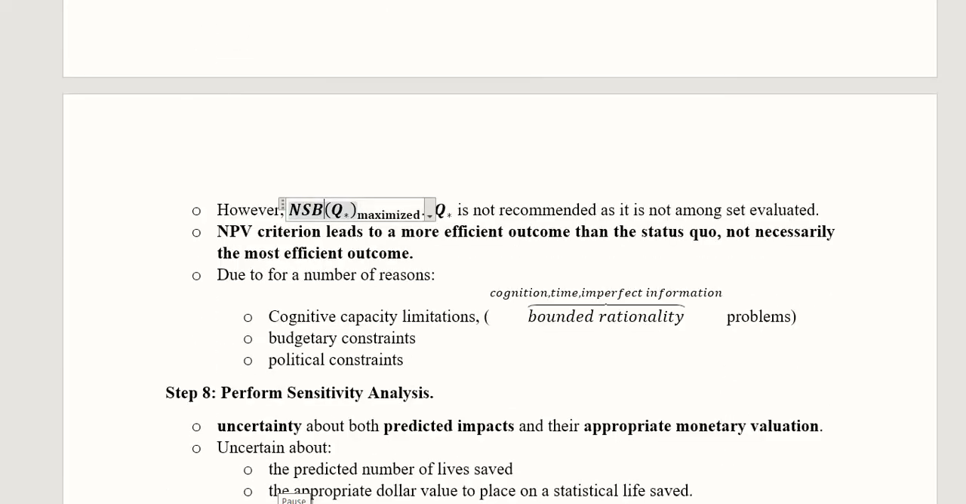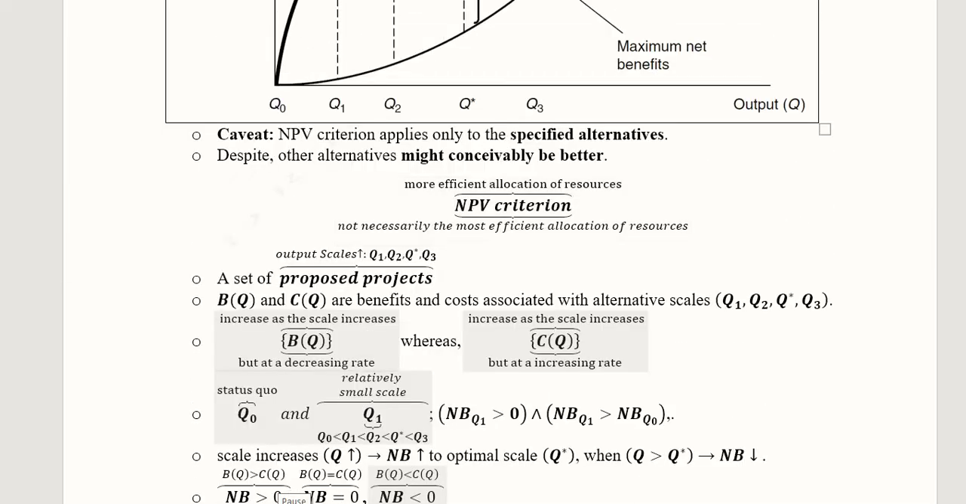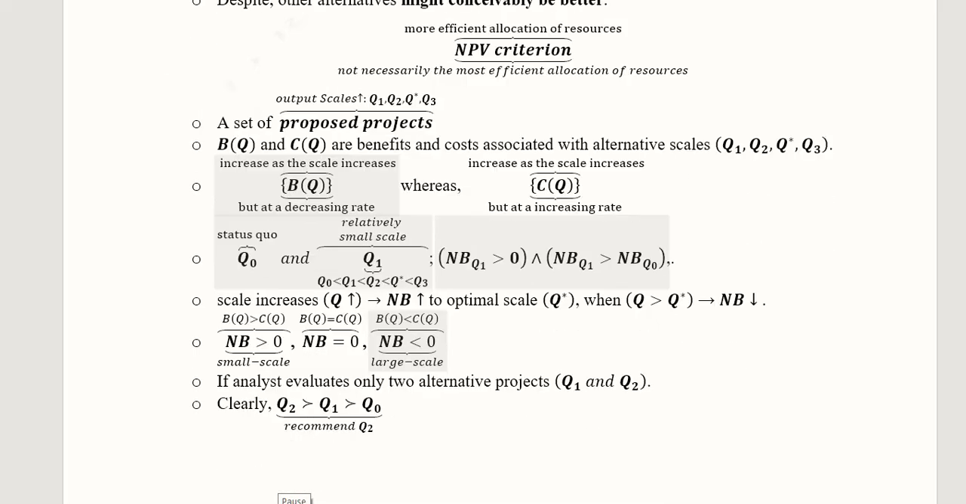So even if the net social benefit of Q asterisk is maximized, it is not recommended because it is not among the given alternatives. So even though this is the most suitable, it will not be recommended because our analysis is up to Q2 in this case.